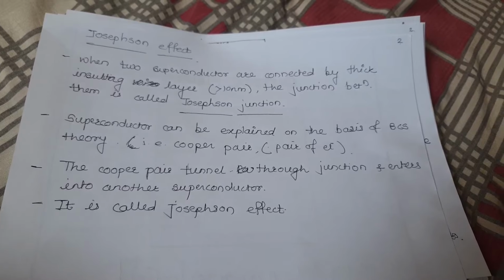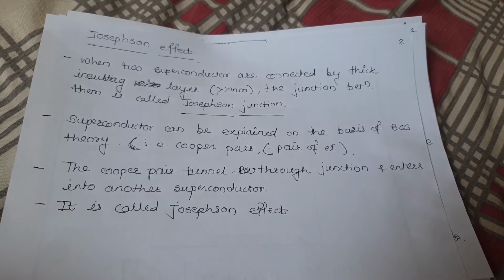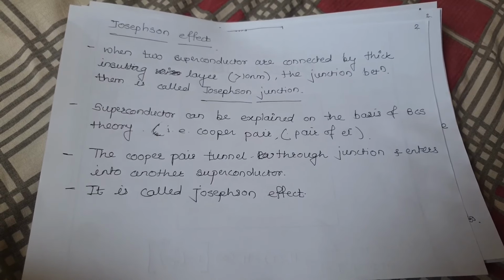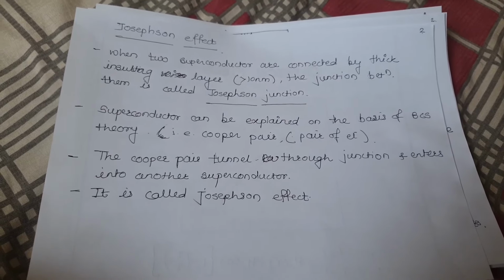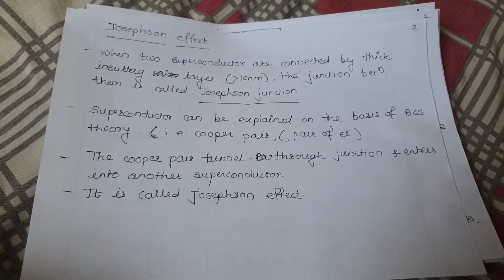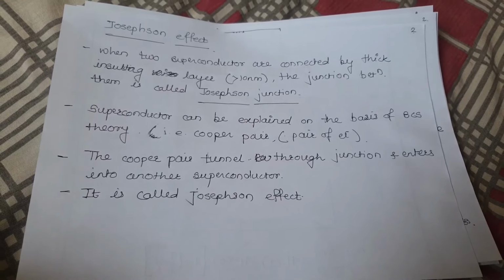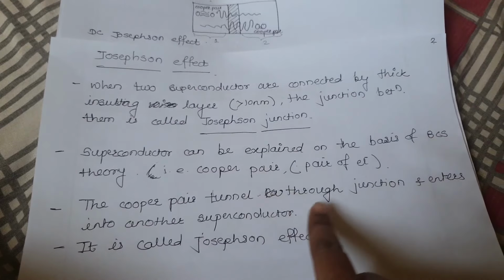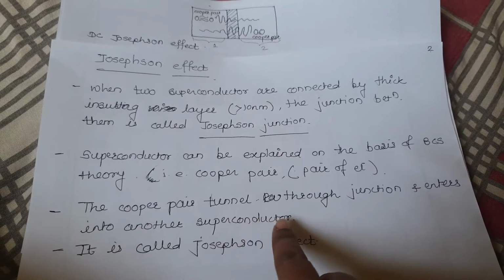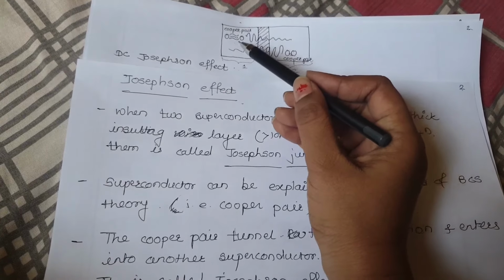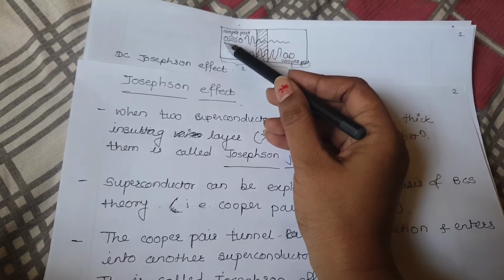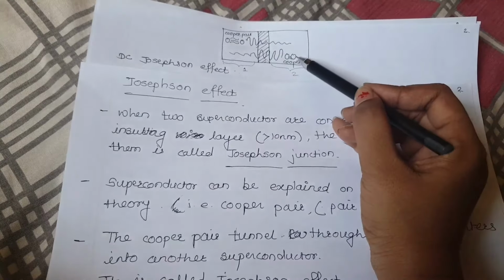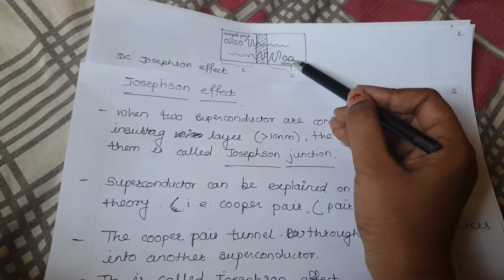In BCS theory, basically it is related to the Cooper pair. BCS theory is not in your syllabus, but a Cooper pair is just a pair of electrons that you should know. So what is the Josephson effect? The Cooper pair tunnels through the junction and enters the other superconductor. That means these are the Cooper pairs of the first, and these are the Cooper pairs of the second.